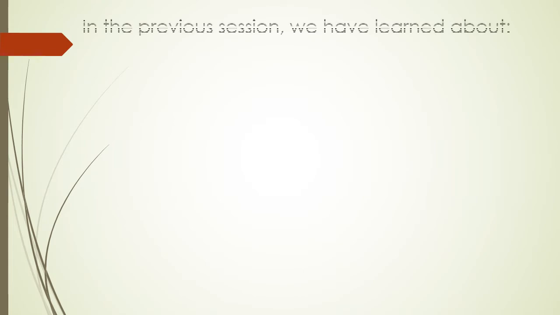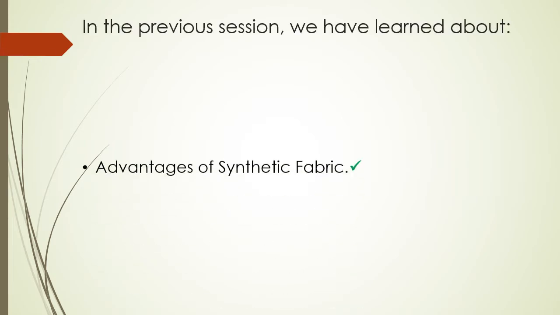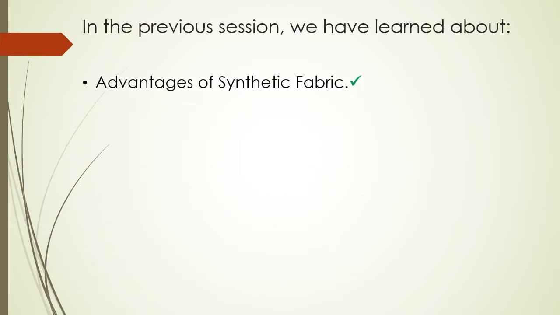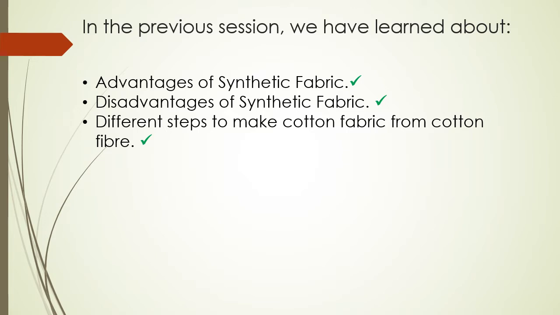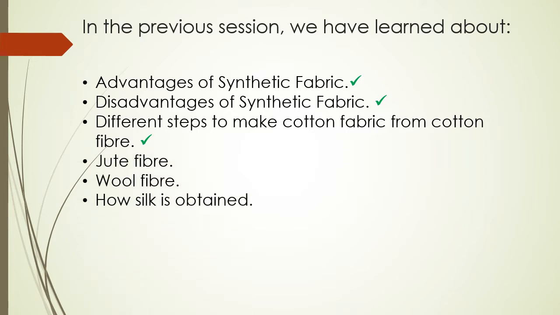So in the previous session, we learned about advantages of synthetic fabric, disadvantages of synthetic fabric, and different steps to make cotton fabric from cotton fiber. Now we will try to learn more about jute fiber, wool fiber, and how silk is obtained. So we can refer to page number 52 from our textbook.